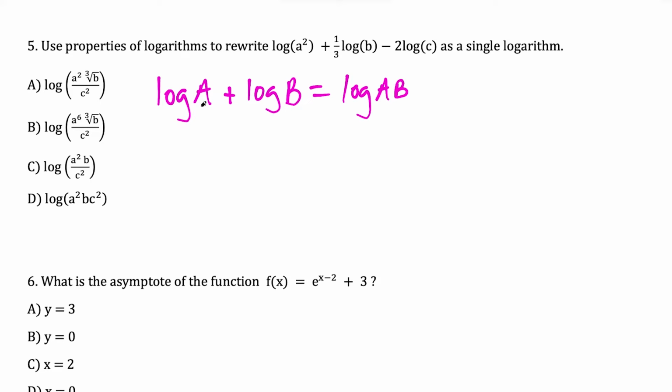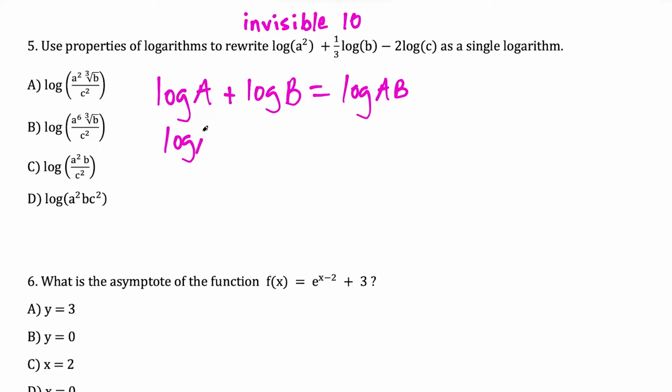Now, you might be thinking, wait, there's no base written here. But just know if there's no base written there, there is an invisible 10. Okay, so there is an invisible 10, and that number is just implied to be there when all we say is log. The same way when you have a square root and there's no number written there, the invisible number is a 2. This is kind of the same idea notation-wise when we're talking about logs.